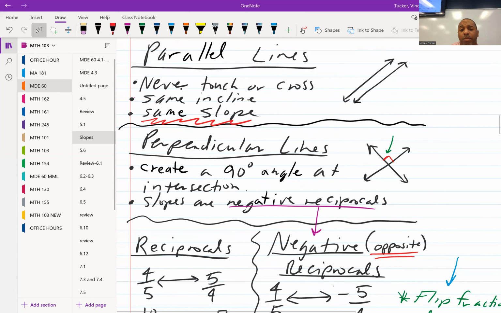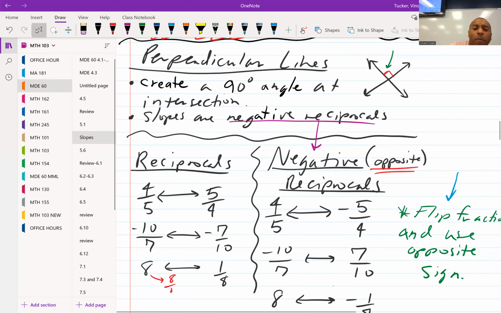Now let's look at what it means to be a negative reciprocal for perpendicular lines. So if it's a reciprocal, all we're talking about is flipping your fraction. Right here, all we're talking about is flipping your fraction. So it's 4/5. Flip fraction is 5/4. Negative 10 over 7, that's negative 7 over 10. Then 8, if you ever flip that, that's 1 over 8.